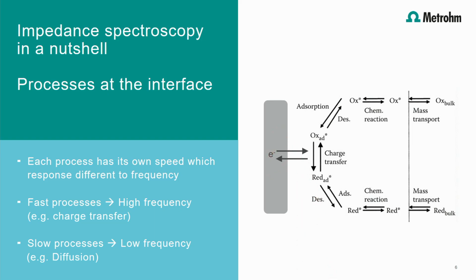The fast processes respond to high frequencies, and the slow processes respond to low frequencies. So by applying a wide frequency range, all processes inside the battery, from fast to slow, can be identified, measured and quantified separately, even when they are occurring in parallel.